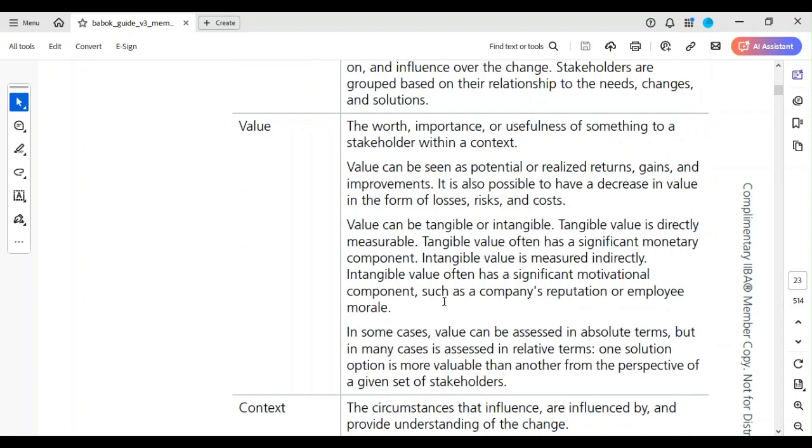Value: the worth, importance, or usefulness of something to a stakeholder within a context. So within the context of that social media platform, the value is the worth, the importance of whatever you are bringing in. Value can be seen as potential. You know why they put potential? Because they are not sure yet.